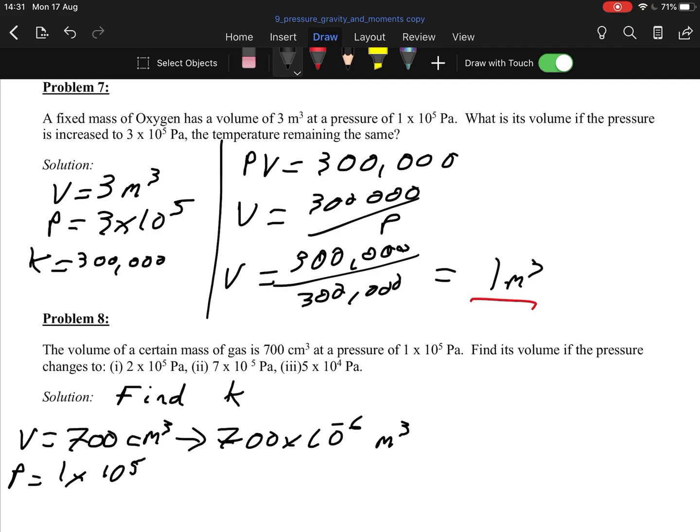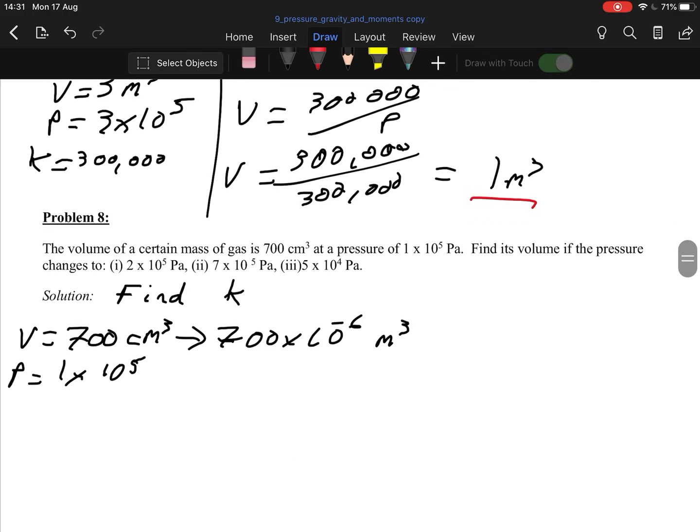My battery's dying on this thing. Right, so PV equals K. So 700 by 10 to the minus 6 times 1 by 10 to the 5. K equals, so let me pop that into the calculator there now, 700 by 10 to the minus 6 multiplied by 1 by 10 to the 5, 70. K equals 70.